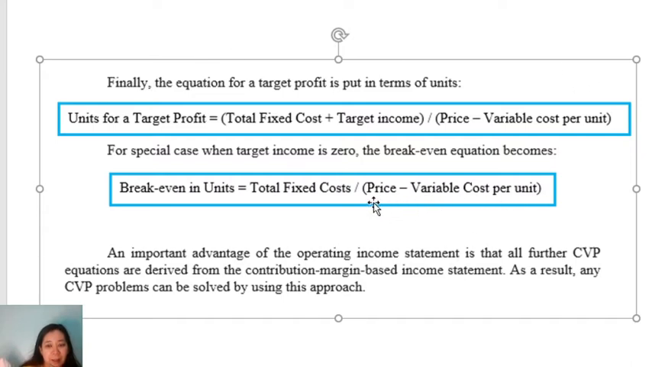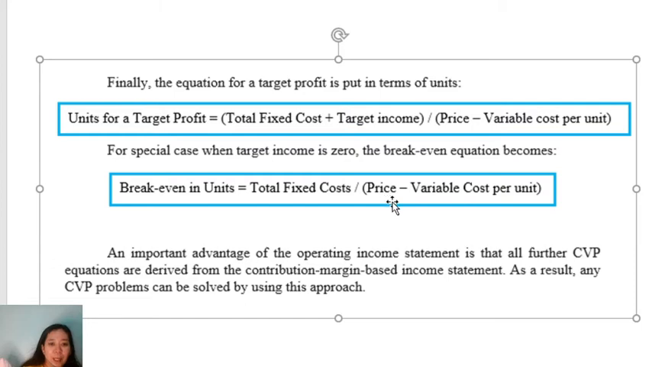Please take note that in this denominator, what is the resulting figure if we deduct variable cost per unit from your price? The resulting figure will be your contribution margin per unit, or CM per unit. So again, in other terms, to solve for break-even point in units, this is equal to total fixed cost divided by contribution margin per unit.